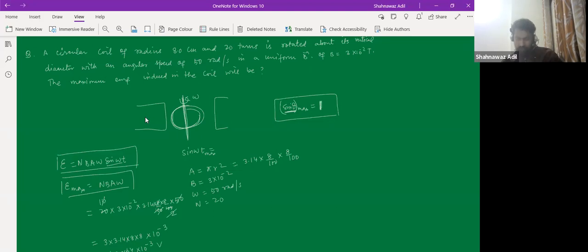So we use the formula BA omega sine omega t when the EMF is maximum. When the current is going around the circular coil fully, that is the current going in a circular direction. And when it's just circling around half of the coil, we use BLV, right?